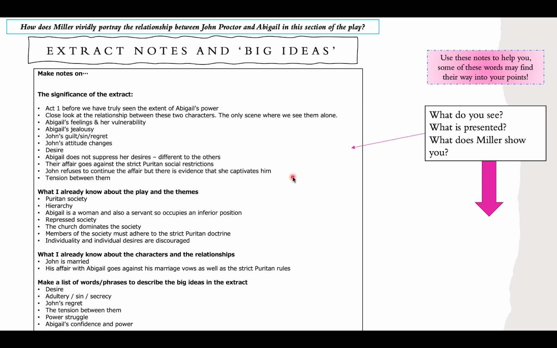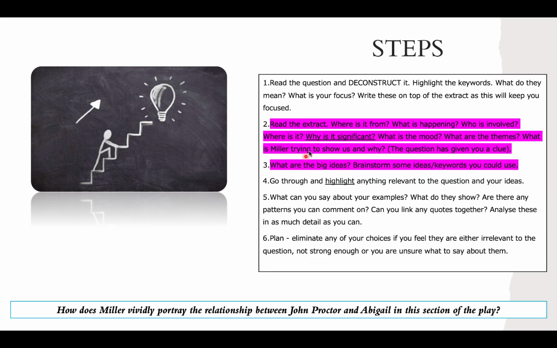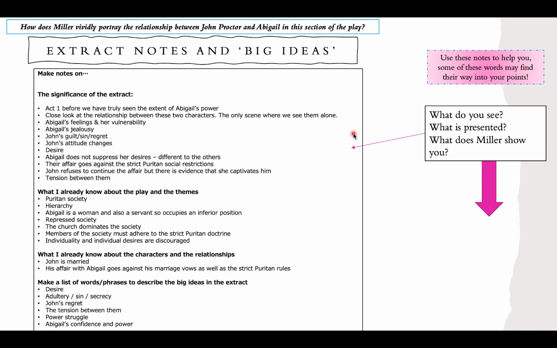So this is step 3. Like I said to you, step 3 is just you reading but making notes. So for the purpose of this video, I have read through the extract and these are my notes. So think about the significance of the extract. I've thought about where it is. So Act 1, before we've truly seen the extent of Abigail's power.